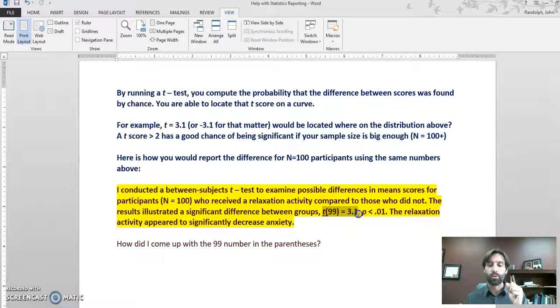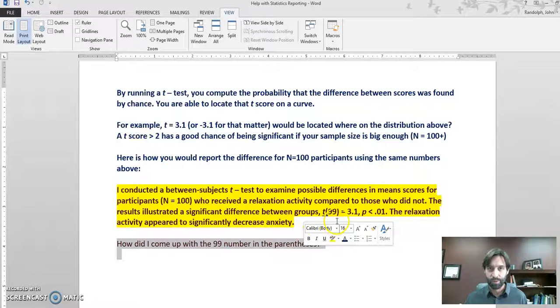T(99) equals 3.1, p is less than 0.01. The relaxation activity appeared to significantly decrease anxiety. Okay, so first question, how did I come up with a 99 in the parentheses?